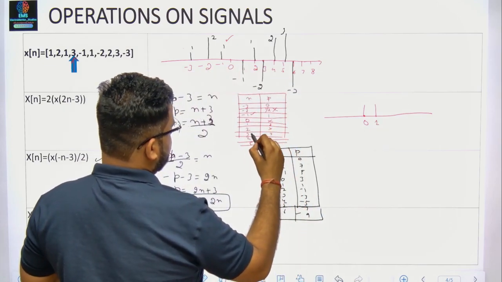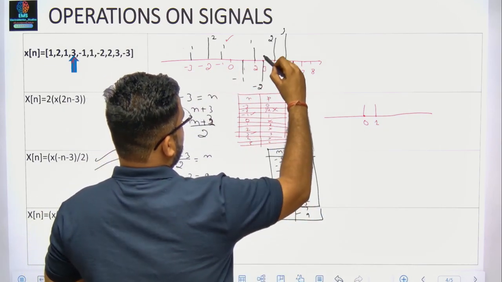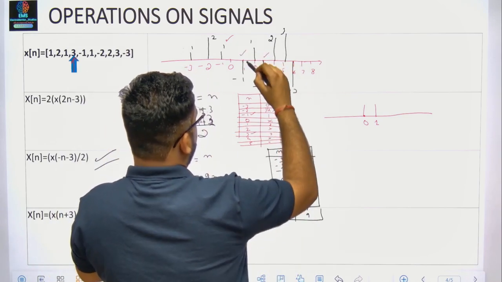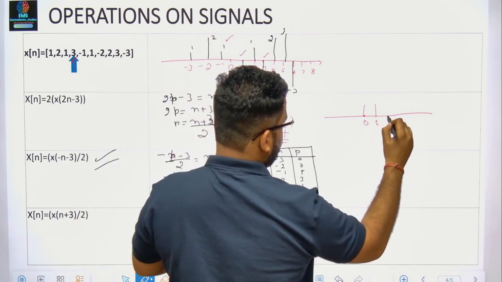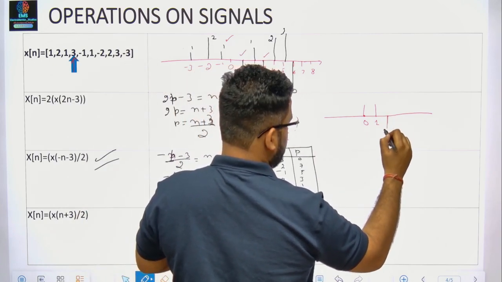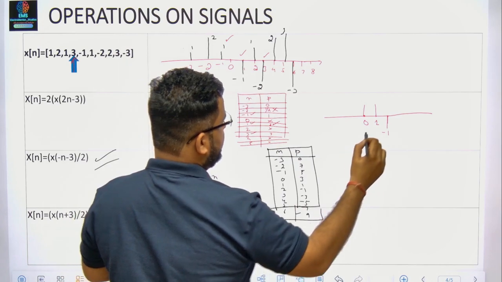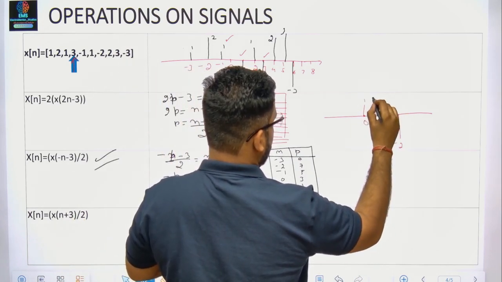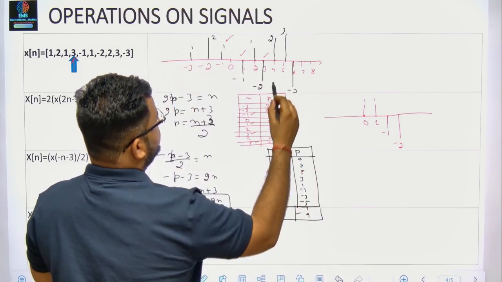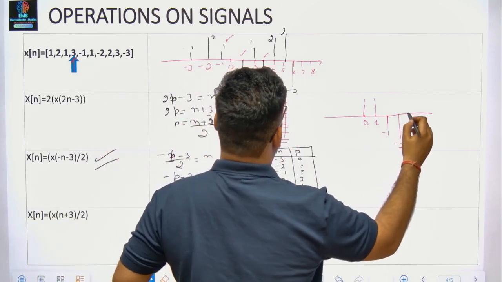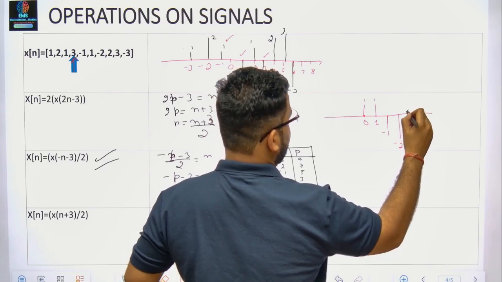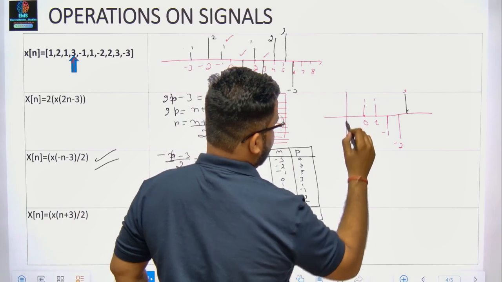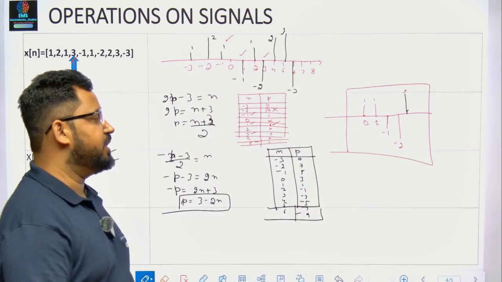Sample at 3, that is minus 2, sample at 1 will be plotted at 2, minus 1. Sample at 3 will be plotted at 3, that was minus 2, 1, 1. Sample at 5 will be plotted at 4. What was the sample at 5? It was 3, will be plotted at 4. And the sample at 6 won't be plotted. So this is the resulting line.